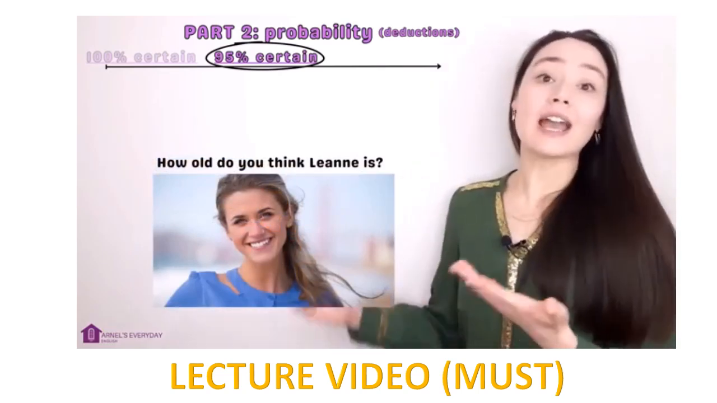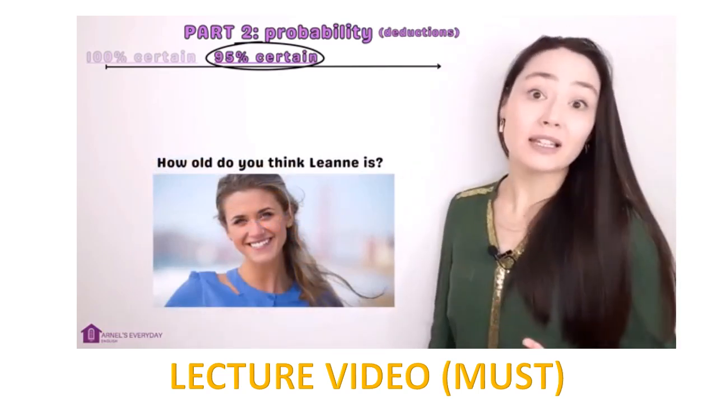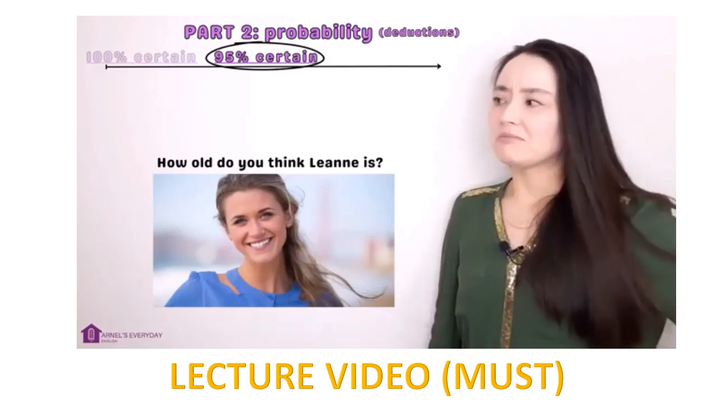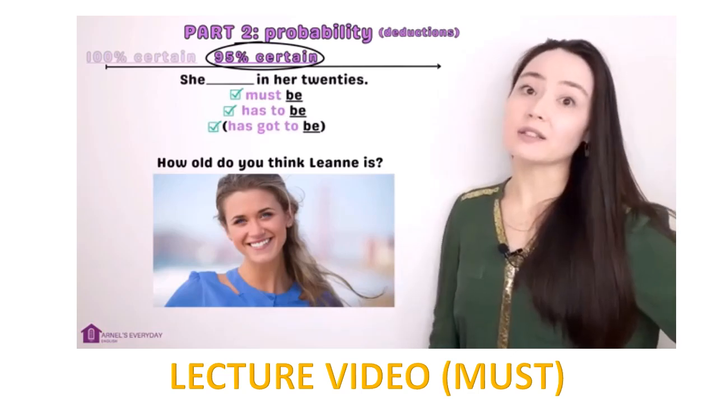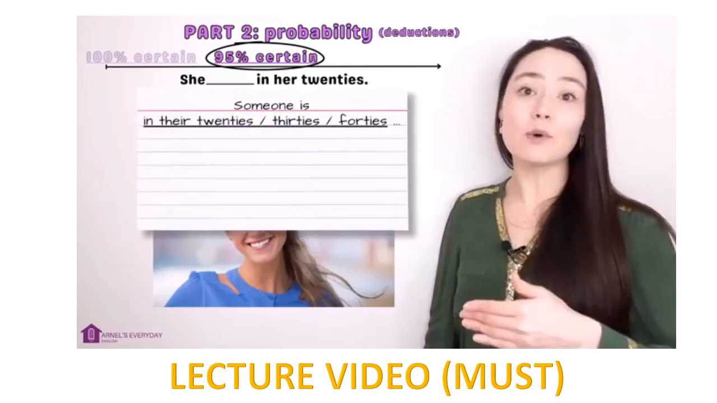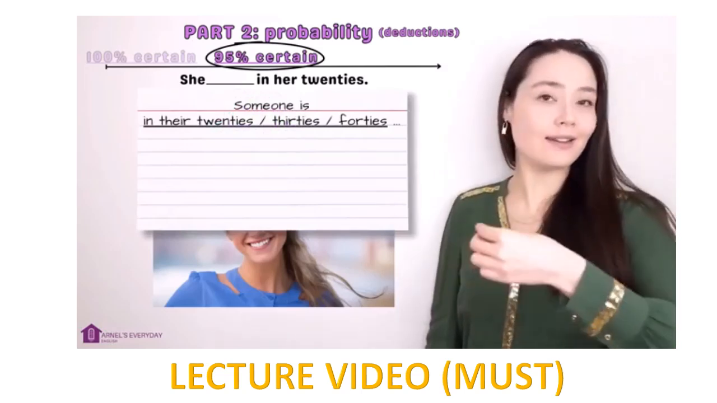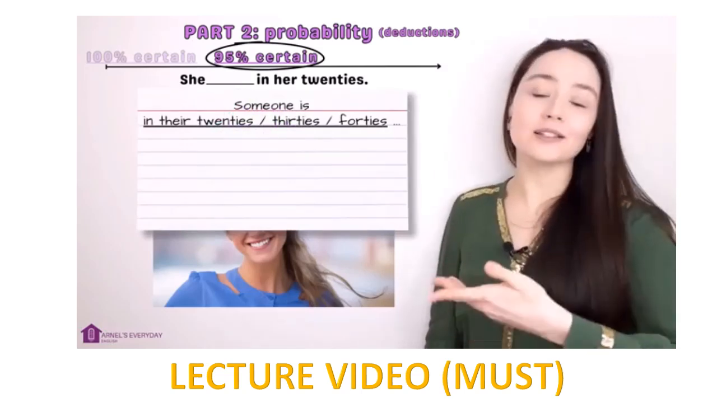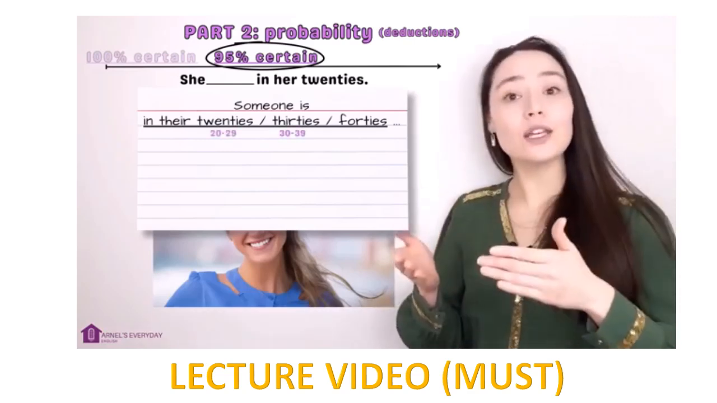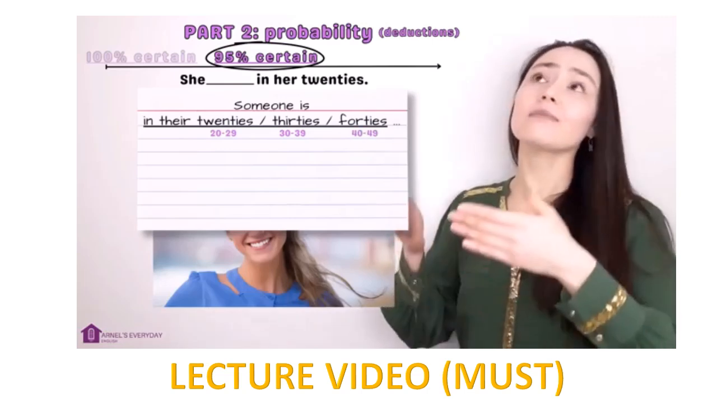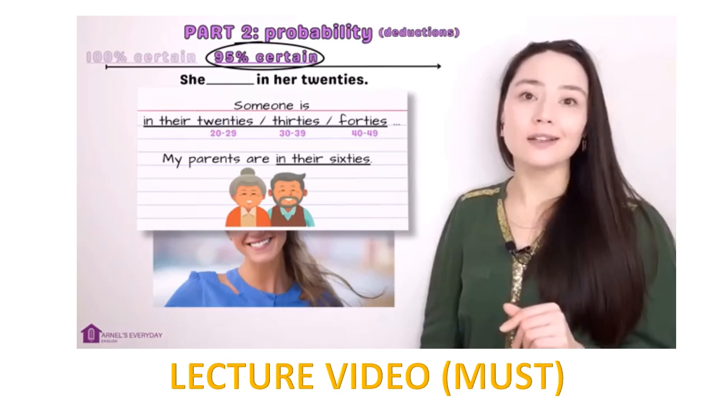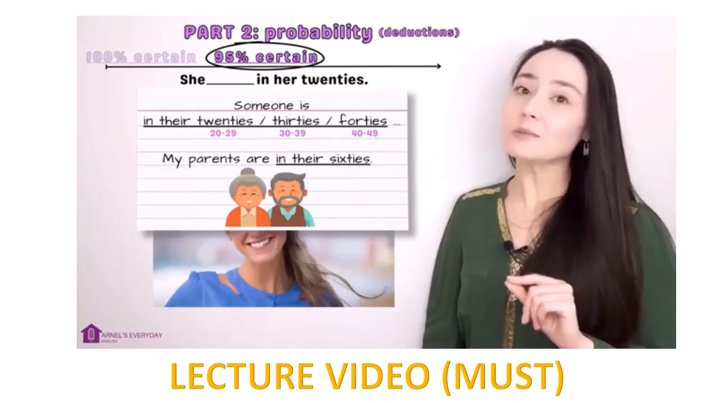How old do you think Leanne is? I've never met Leanne. I've never seen her passport. I don't know. She must be in her 20s. She has to be in her 20s. In English, when we say someone is in their 20s, in their 30s, in their 40s, etc., we mean between the ages 20 to 29, 30 to 39, 40 to 49. I can say my parents are in their 60s. So Leanne has to be in her 20s.